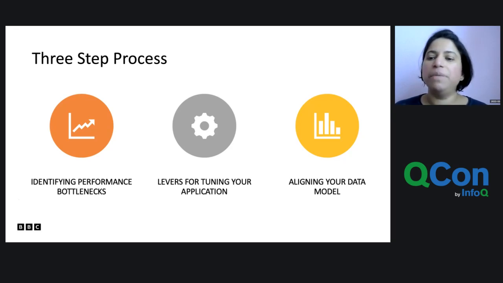And finally, we'll be looking at aligning your data model. As we know, data is central to driving personalization. So it's very important to ensure that your data model is in alignment with the access patterns of the data. So here I'll be sharing with you the different levers that we have used and also how we went about aligning our data model with access patterns.